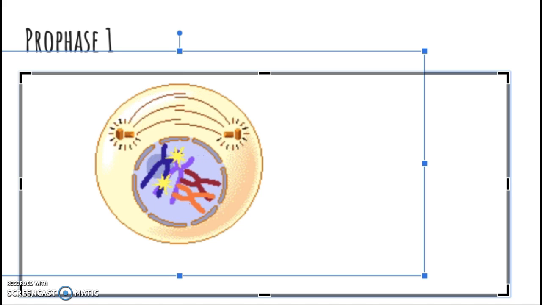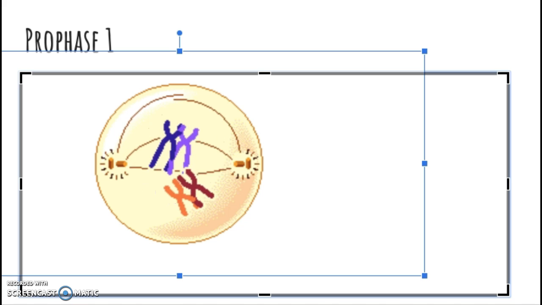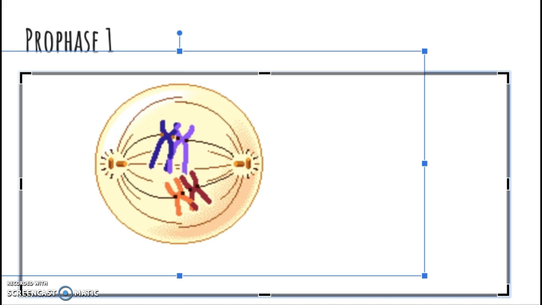The chromosomes condense and the nuclear envelope breaks down. Homologous chromosomes pair along their length and then crossing over occurs.